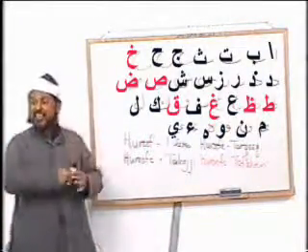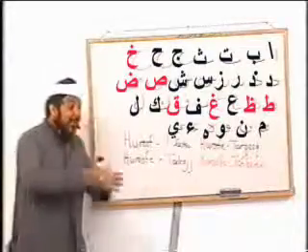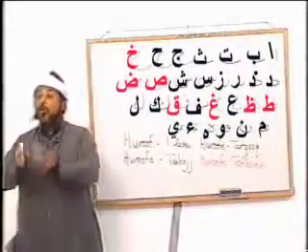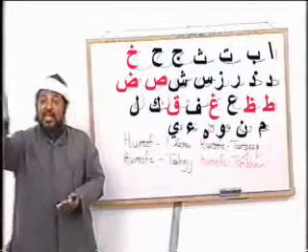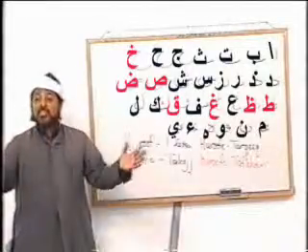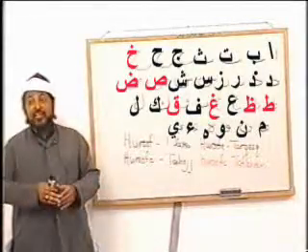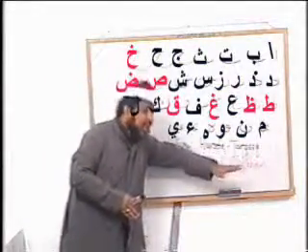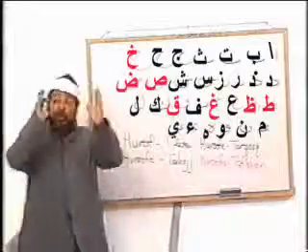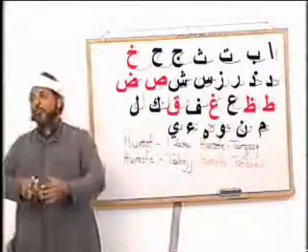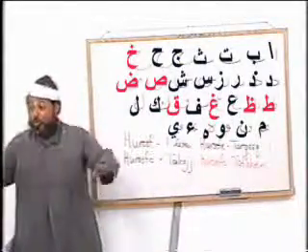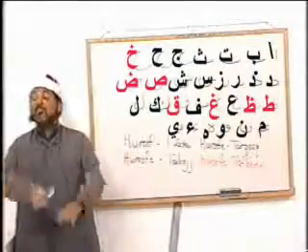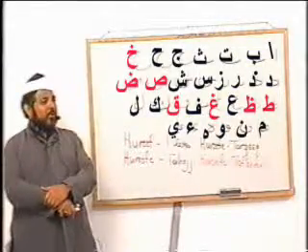irrespective of the sign it has, whether it has a zabar, a zay, or a pesh, which we will say a fatha, a dhamma, or a kasra. It can have any sign. Because it is a round mouth letter, it will always be read round mouth. That's a rule.